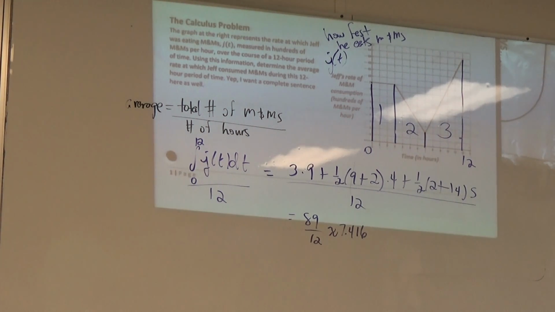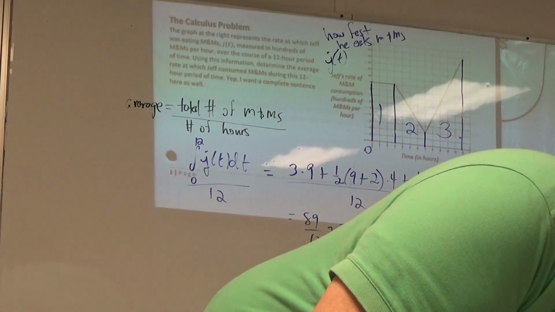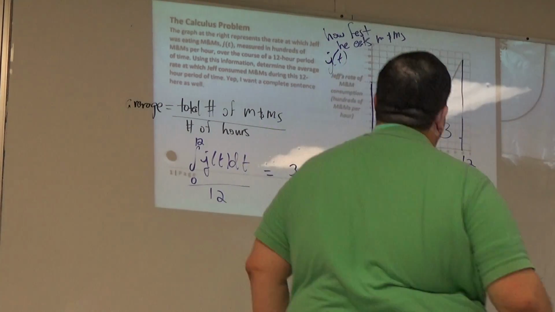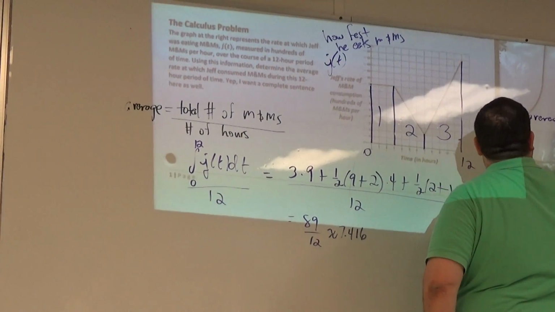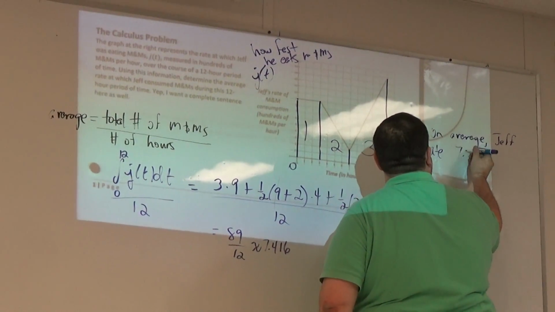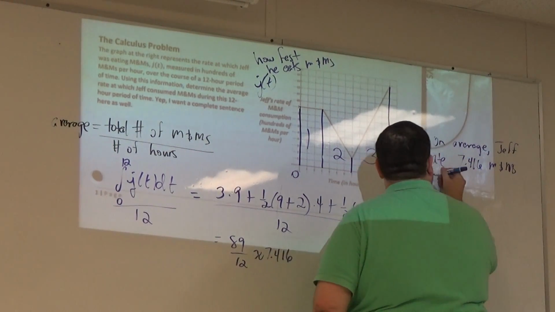Nice. What did you put for your hundreds of M&Ms? What you got for me? To consume instead of average rate of the number. Okay. Over the 12 hours. Popular wrong sentence: on average, Jeff ate 7.416 M&Ms each hour.